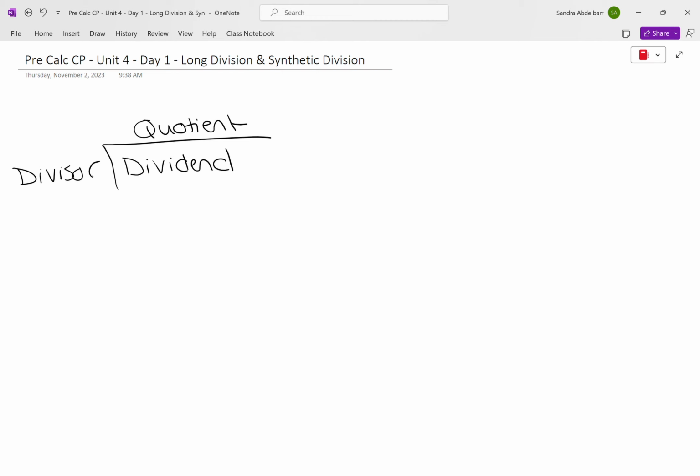Okay. So when we're dividing, what goes inside the house we call the dividend, what goes outside the house we call the quotient, and then what ends up happening is at the end, if you're just left with a number, that is called the remainder.